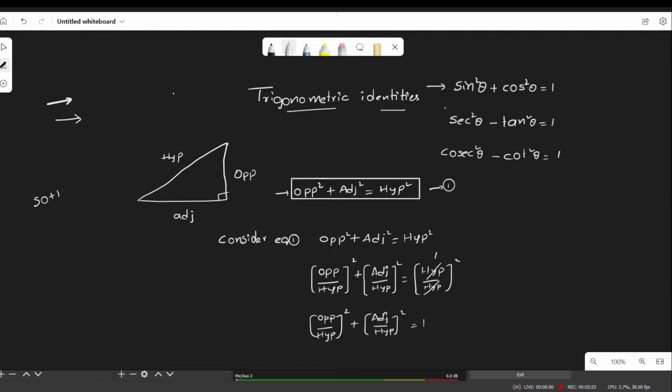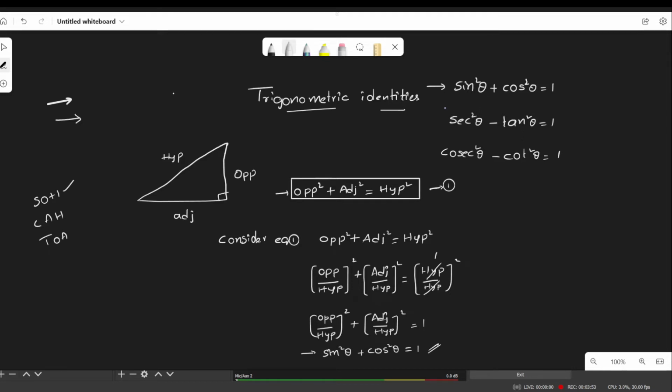since we already know this formula, SOHCAHTOA, and from the definitions of sine, cos and tan theta, we know that sine is equal to opposite by hypotenuse. Now I will replace this opposite by hypotenuse with sine theta, so that will become sine square theta, and similarly adjacent by hypotenuse will become cos square theta. So sine square theta plus cos square theta is equal to 1, and that's our first identity.